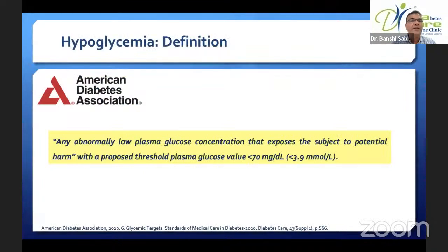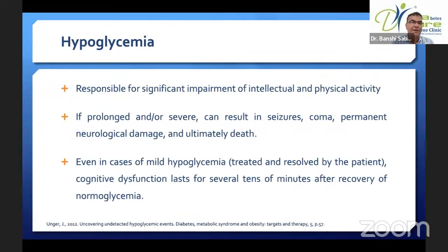To start with, the American Diabetes Association has given the definition of hypoglycemia: any abnormally low plasma glucose concentration that exposes the subject to potential harm, with a proposed threshold plasma glucose value of less than 70 milligram. This is ADA in their guideline in 2020, and even before and after, in many of their annual guidelines which they publish, they have written very clearly the definition of hypoglycemia.